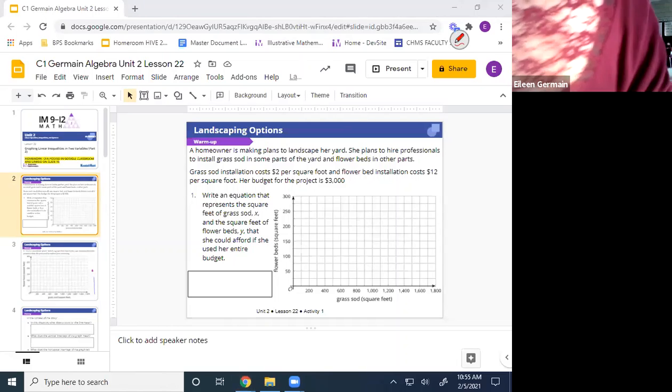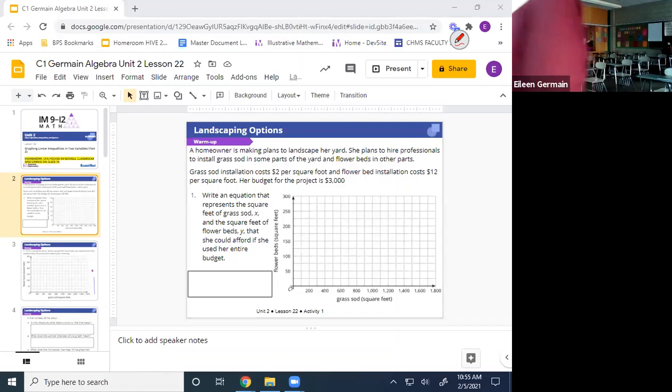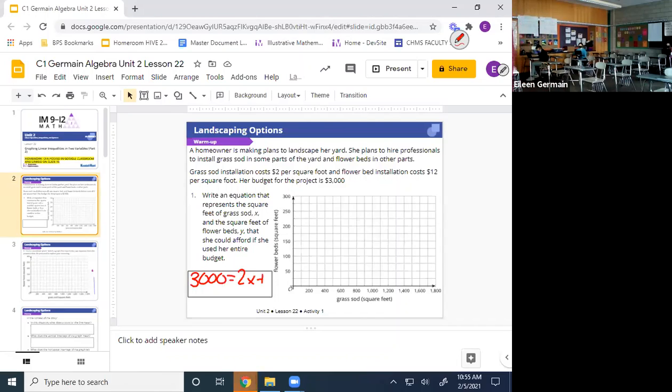What are we thinking about for an equation here? Abby, what were you thinking? I said 3,000 equals 2x plus 12y. Once again, this was a pretty straightforward equation, right? Because it identified what our variables were already. We just had to match those numbers up. And we're saying it's equal to because we're spending every single dollar of it.